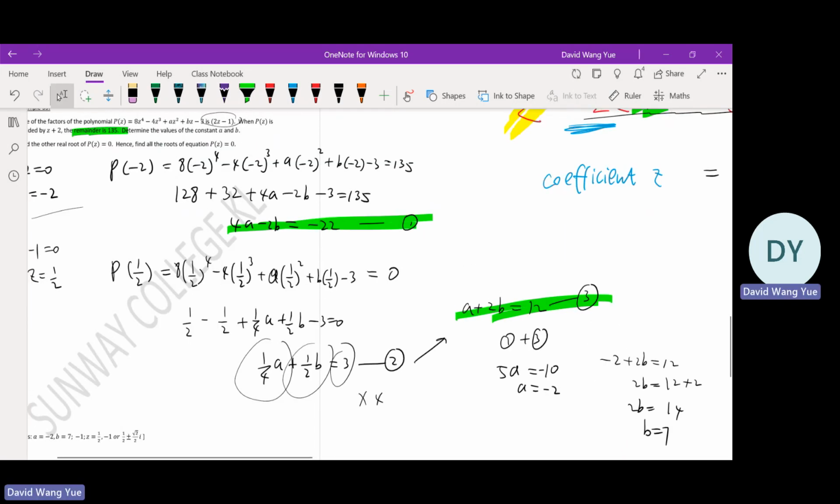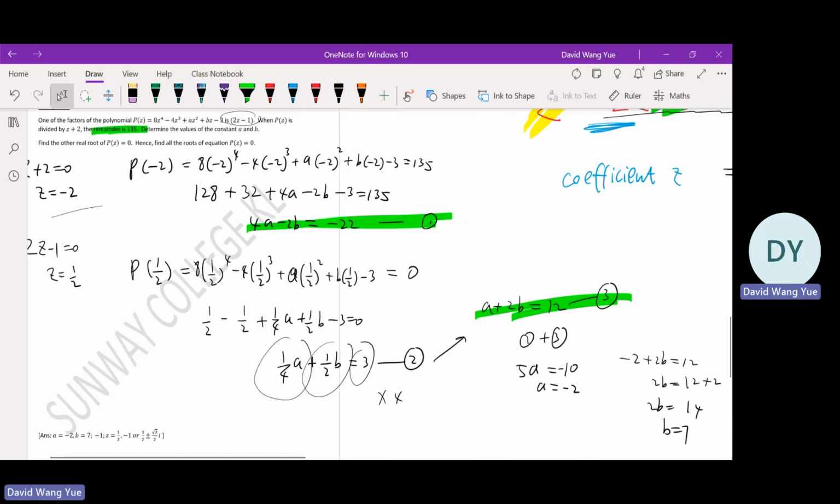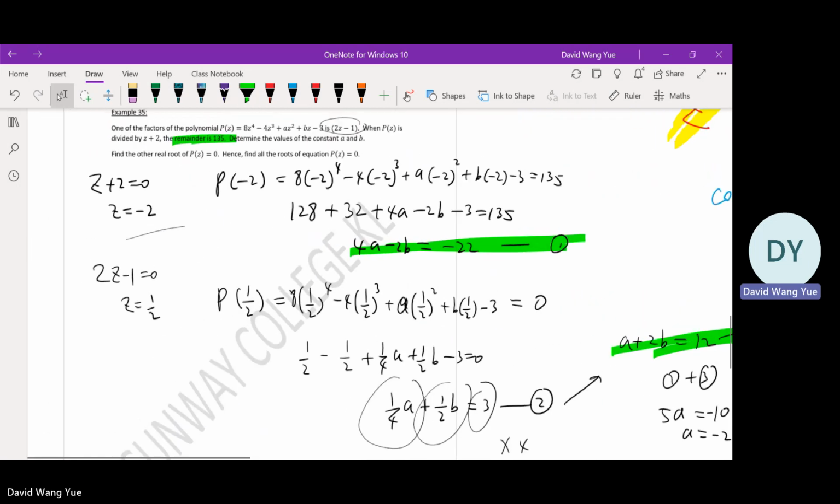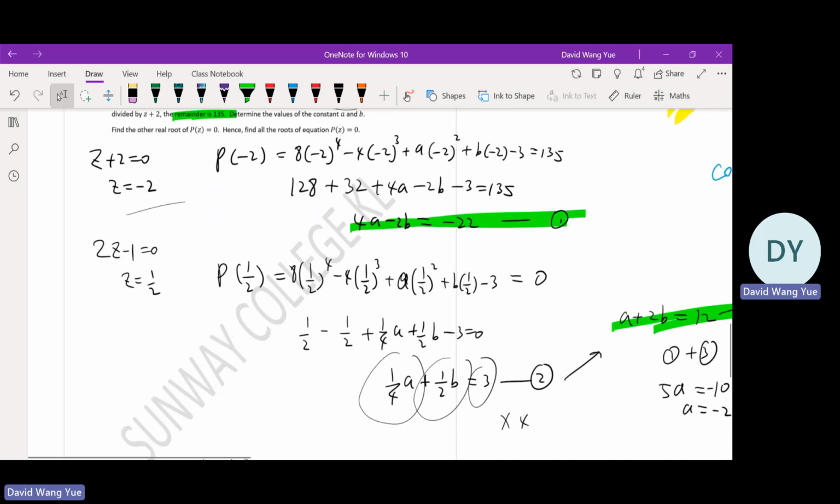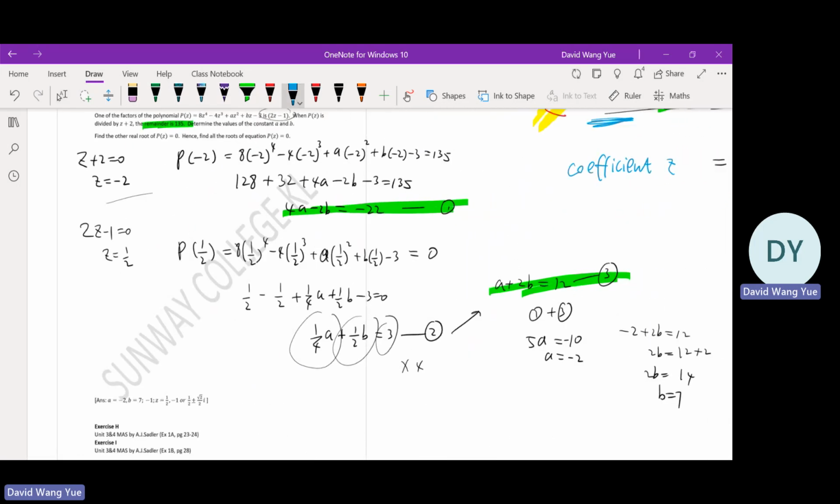Okay, so we use the remainder theorem. We use the factor theorem to get two equations with two unknowns. So we got A is negative 2, B equals 7. Okay, now continue. So now our function is then, this is a very long one.